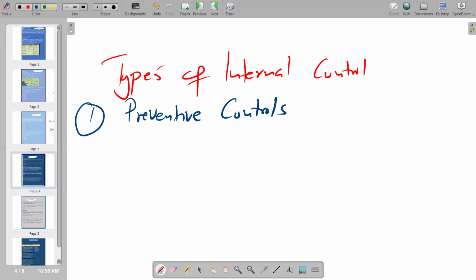We can also have another type, which is a detective control.